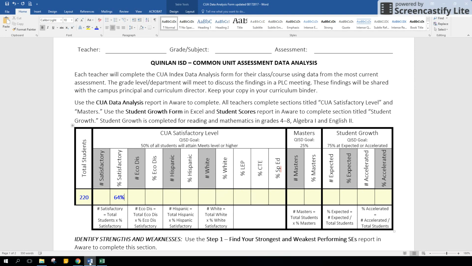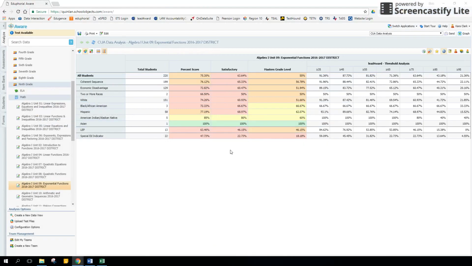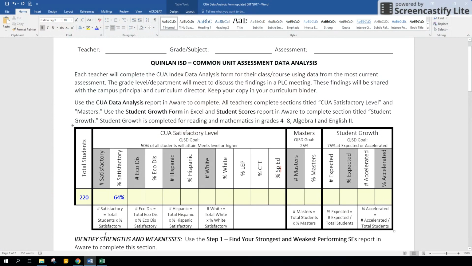Now, if you didn't realize, there is not a number here that 64% represents. We're actually going to have to do a little math and figure it out. Two ways we can do this, and we've got it written down here for you. You can find this number by multiplying the total number of students by the percent satisfactory. So 220 times 64%, or you can multiply 220 by 0.64, and that will give us 140.8. We're going to round that up to 141 because we can't have an eighth of a student.